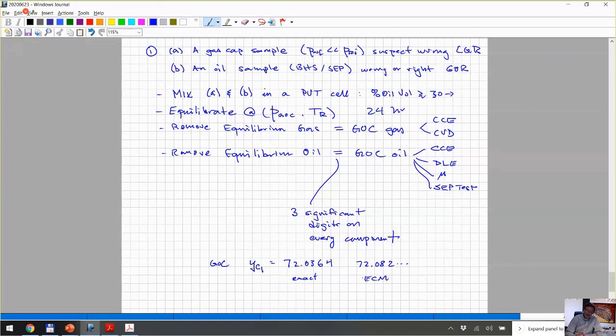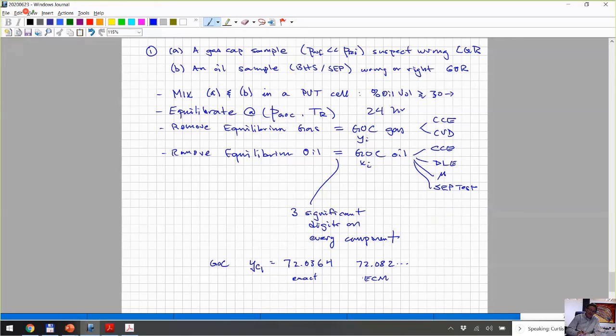So you mix just the samples you have together in a PVT cell, maybe 50% oil volume, 50% gas volume, that's a good rule. Equilibrate it overnight, take out the equilibrium gas. Of course, you measure the composition of this gas, composition of the oil. You get the composition, CCE, CVD, CCE, CVD. So that's your complete set of laboratory tests.